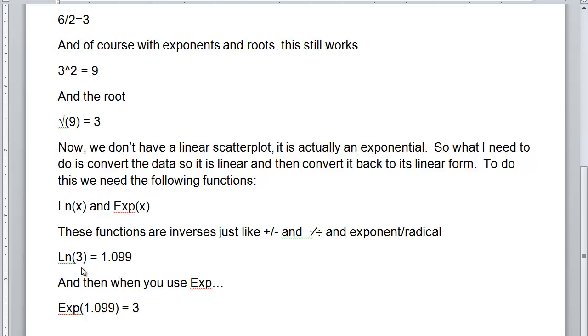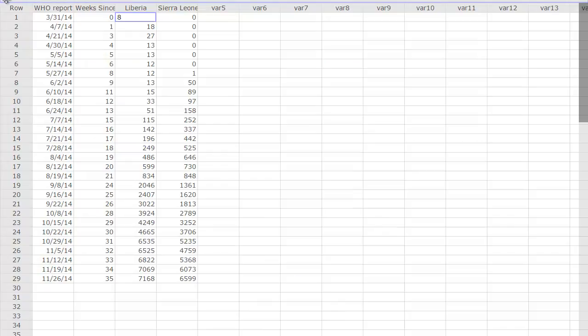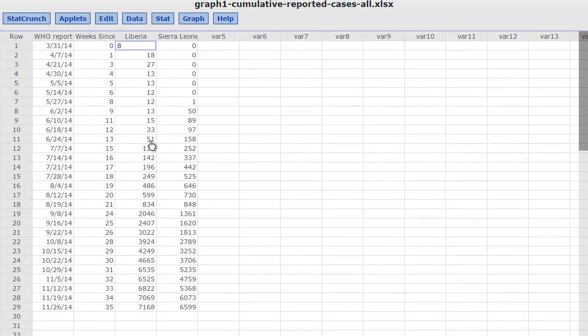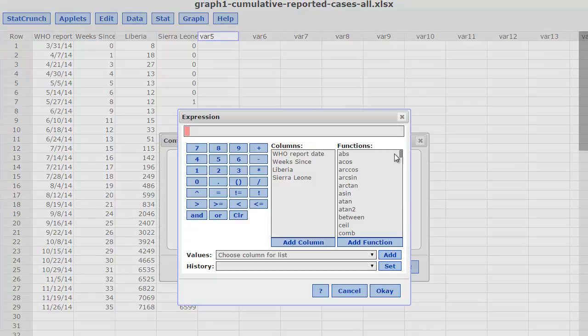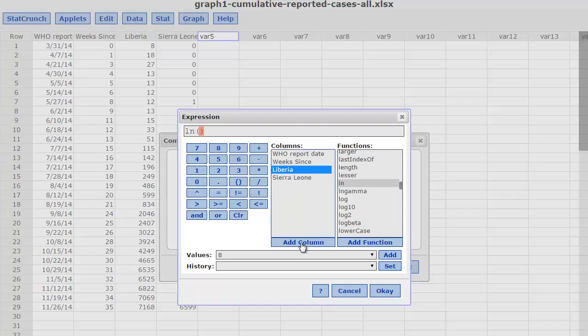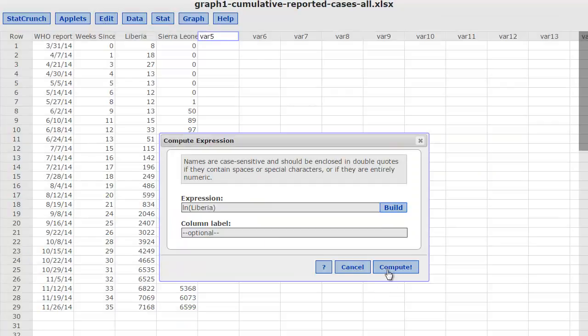All right? So what I'm going to do in this problem is I need to convert Liberia using the logarithm to straighten it out. So I'm going to go over here to var 5. I'm going to hit data, and I'm going to compute an expression. And the expression that I'm going to compute is I'm going to go down to the L's, and there's my ln. I'm going to add that function, and then I'm concerned about Liberia, so I'm going to click that and add that column. So I'm going to take the ln of Liberia, and I click OK, and I click compute.